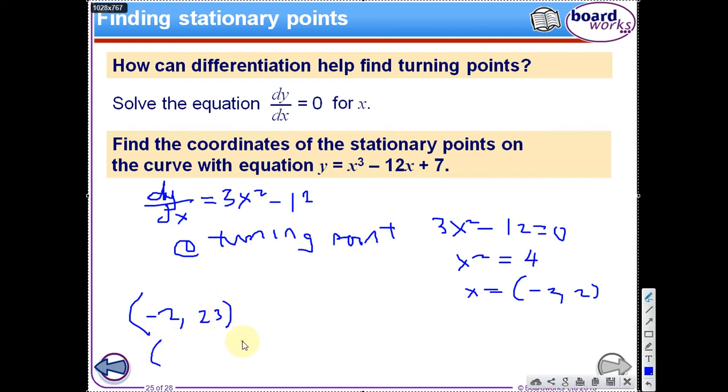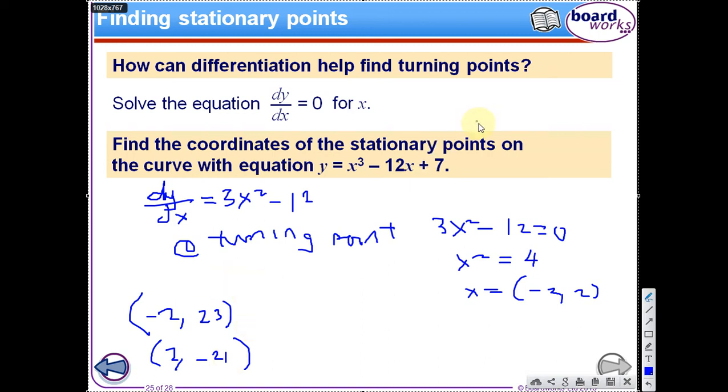But I still need to do something. Then what about when x equals 2? When x equals 2, I have 2 raised to power 3, minus 12 times 2, then plus 7, and that is minus 21. So when x is 2, I have minus 21. Now how do you tell the type of stationary point we have?